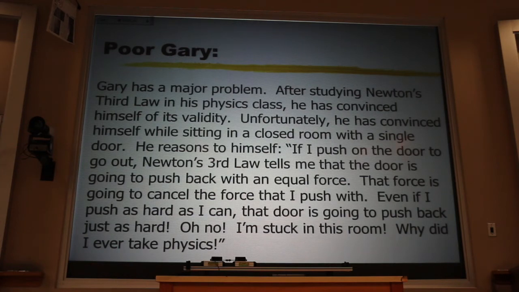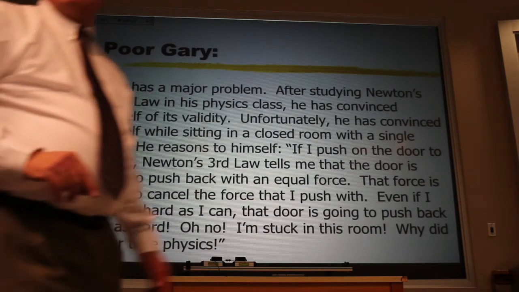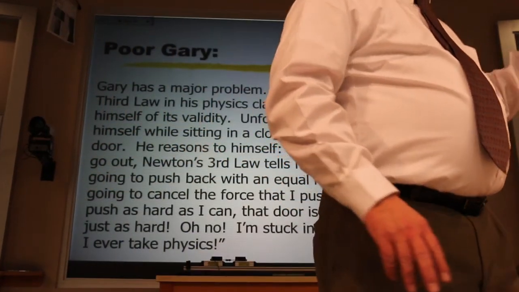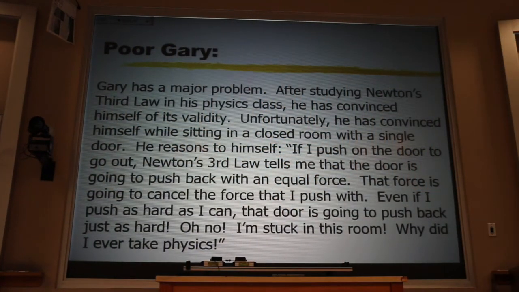Equal and opposite are always relevant, so I'm going to say no to that one. The door opens, you just might not necessarily get out. The door will open, but he might not get out. But why does the door open? Why don't these cancel each other?